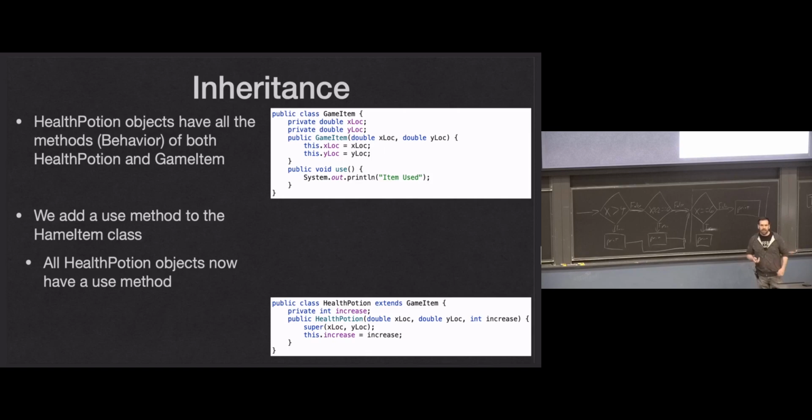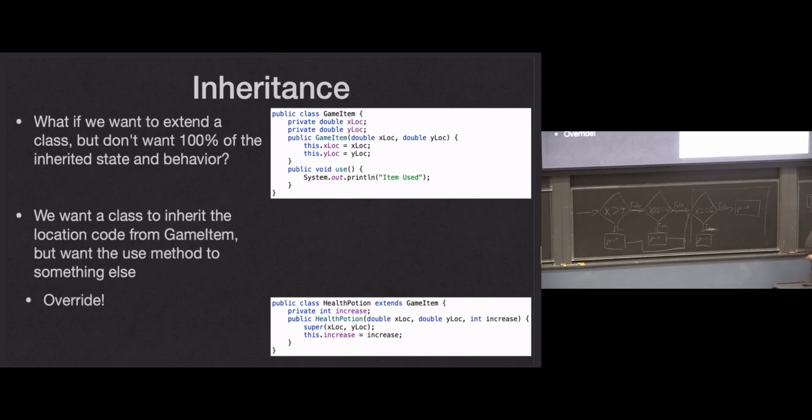That's review from Monday. But what happens when we don't want to get all of the state and behavior from the parent class? What happens when there's something that the parent class does and we just don't want to print item used to the screen when an item is used? What happens when we don't want that? Well, we're going to override that method.